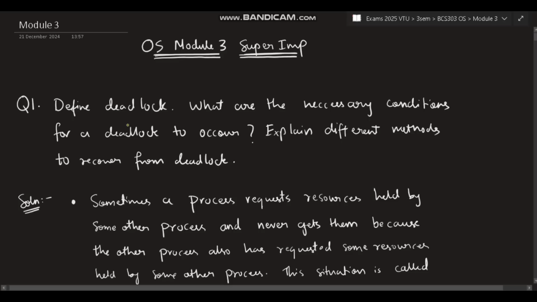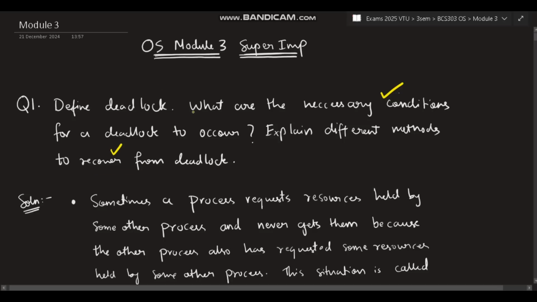The first question is define deadlock. What are the necessary conditions for a deadlock to occur? Explain the different methods to recover from deadlock. So three questions are there. First is define deadlock, second is the conditions under which a deadlock can occur, and third is how to recover from deadlock.